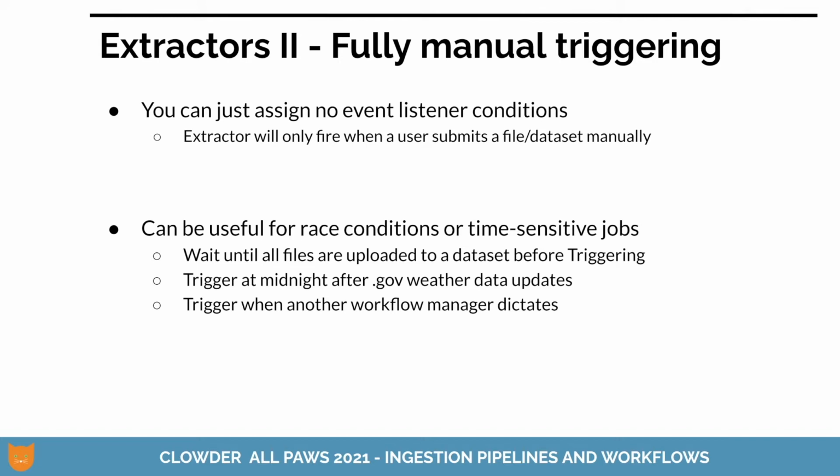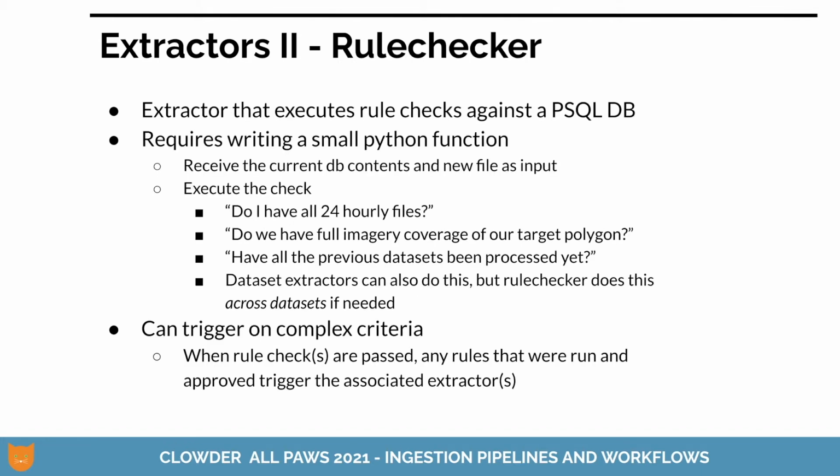The takeaway here is that while you've seen a lot of examples of extractors being triggered under automatic conditions, there are a lot of situations where you might want to have more control. A very simple example of Clowder being used for a workflow process is with our rule checker framework. So this is a special extractor that you can provide a set of rules to, and it executes those rules against data coming in in order to verify a certain set of conditions before it triggers the extractor.